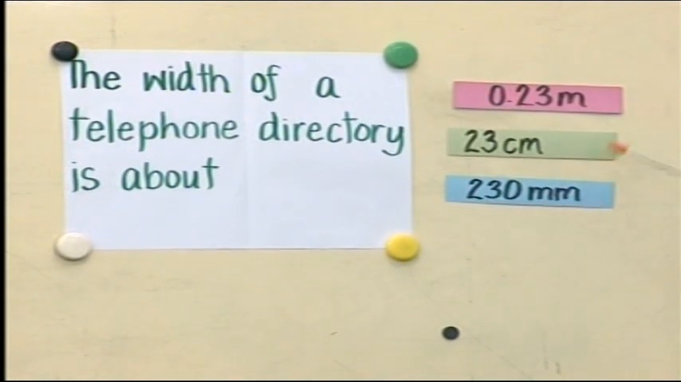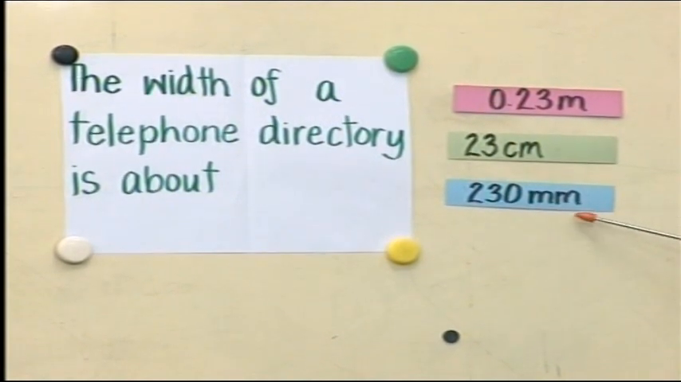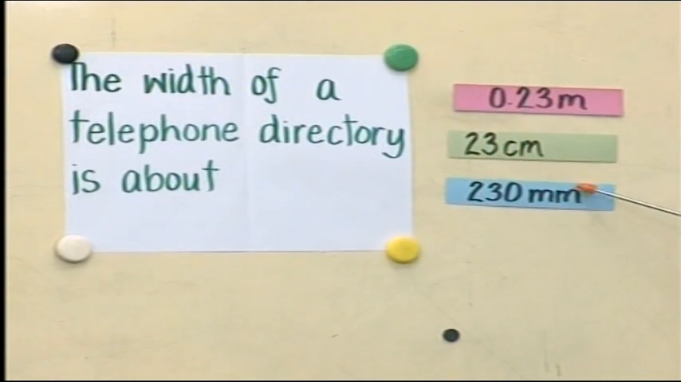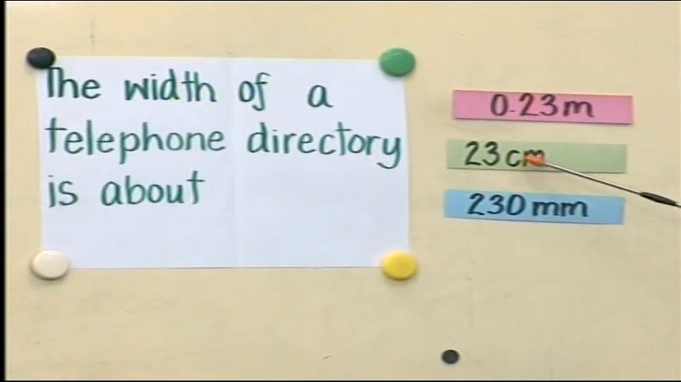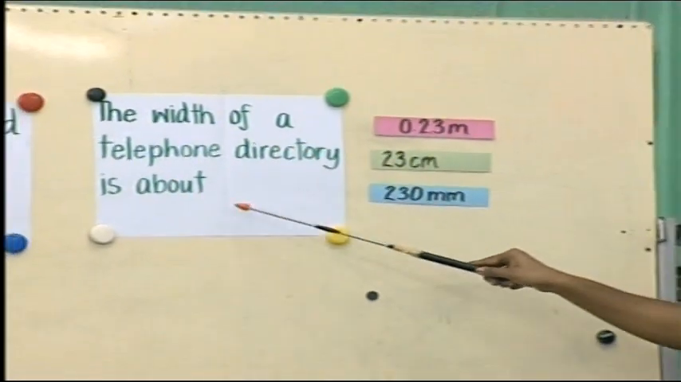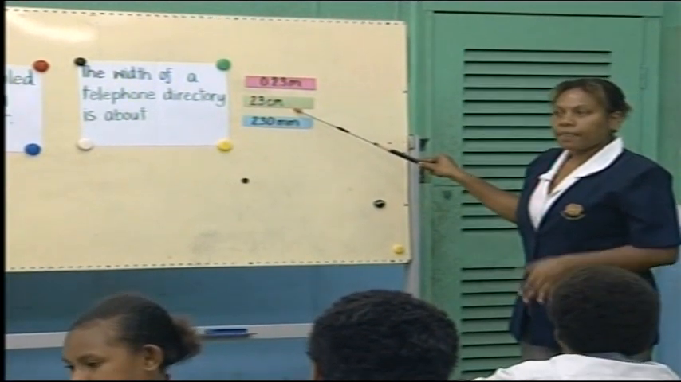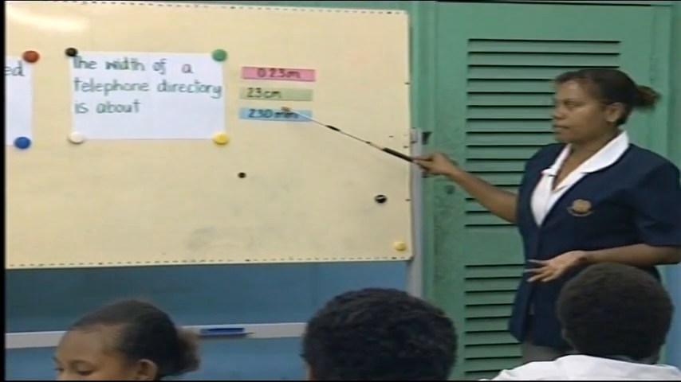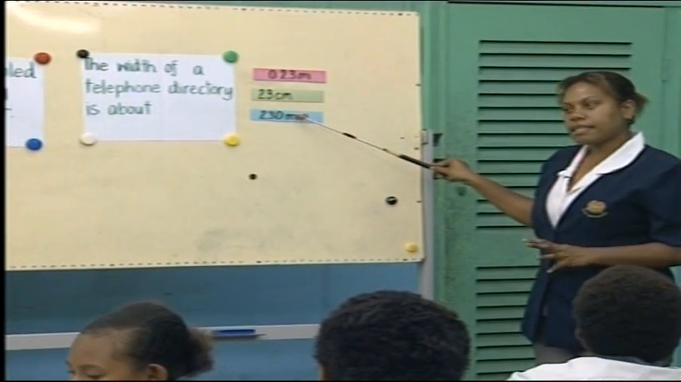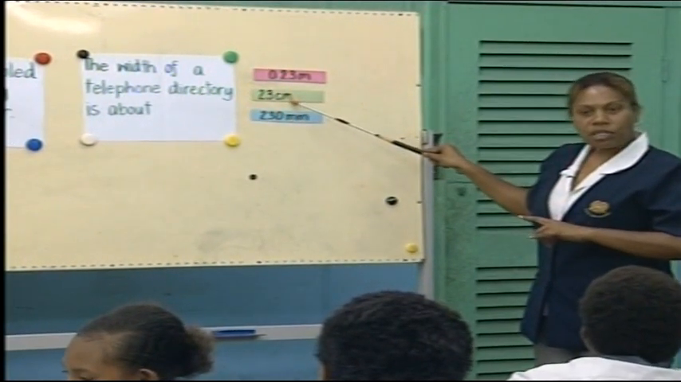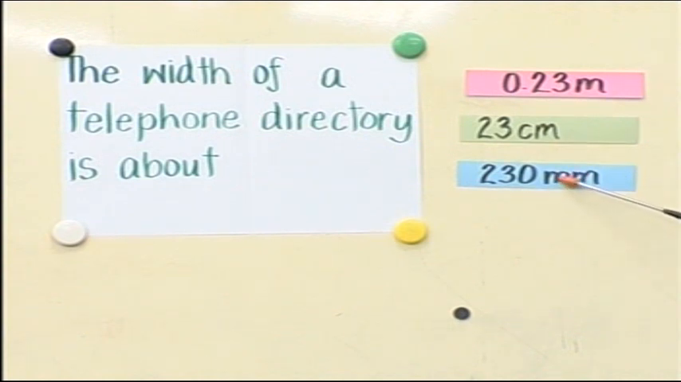But the units are not appropriate, okay, receiving students and 7Es. So you can best use centimeters. The width of a telephone directory is about 23 centimeters, okay. The best unit to use is centimeters. If you say 230 millimeters, it's also equivalent to 23 centimeters, but not appropriate, not convenient. Also with 0.23 meters, the appropriate unit is 23 centimeters, okay.